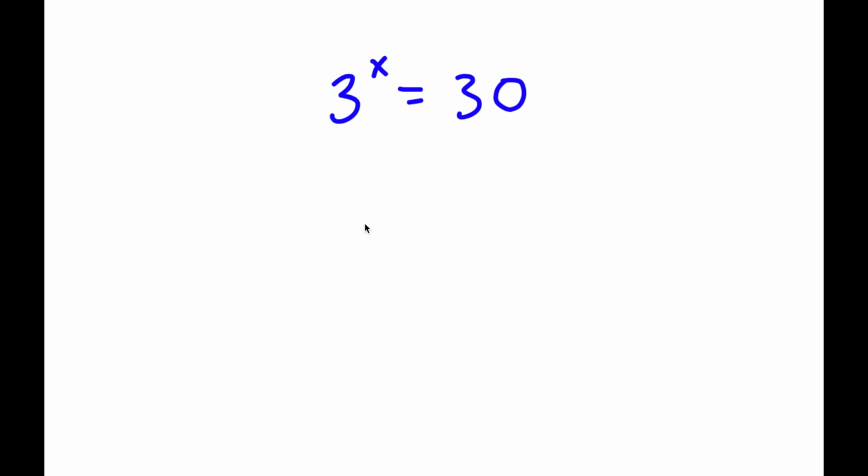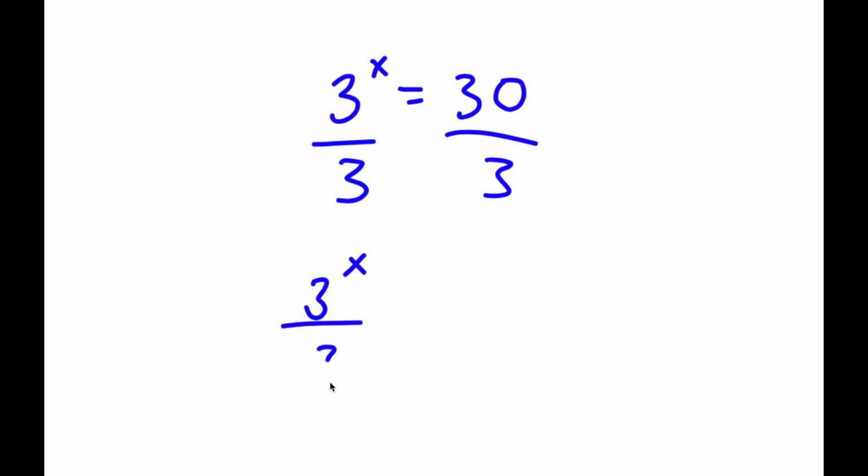Alright, so in this problem, I have 3 to the power of x is equal to 30. So to solve this problem, I'm going to first start by dividing both sides by 3. So now I have 3 to the power of x over 3 is equal to 30 divided by 3, and that's equal to 10.